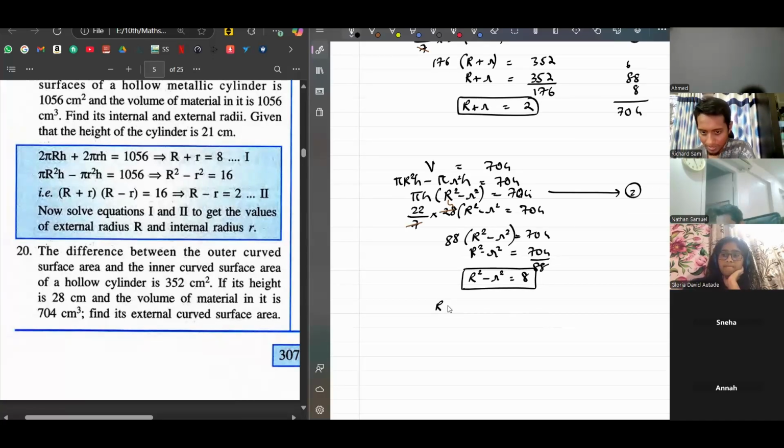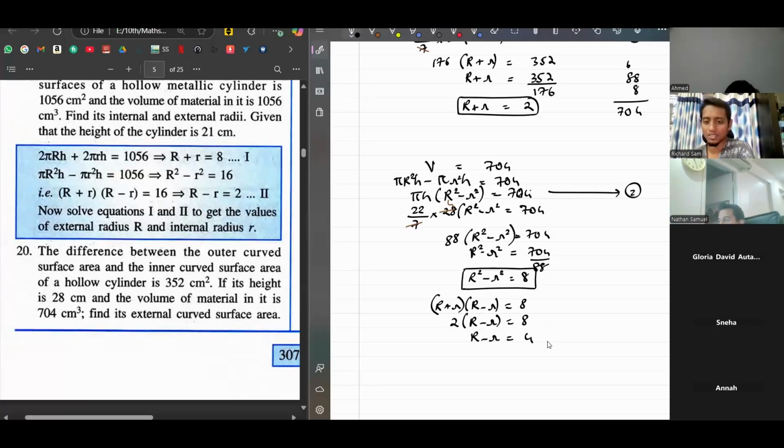So we can write this as R plus r into R minus r is equal to 8. And here we have R plus r, which is 2. So 2 into R minus r is equal to 8. So R minus r is equal to 8 divided by 2, which is 4. Understood? Okay, so now we can do something with both these equations.